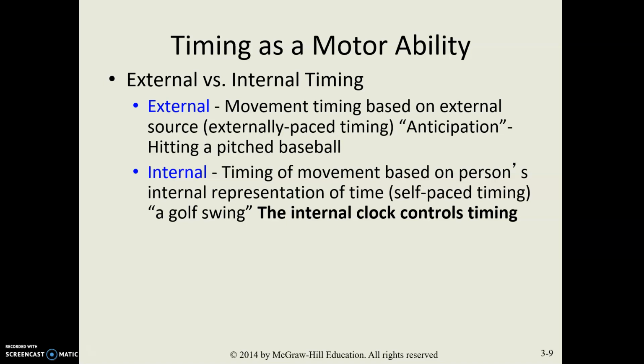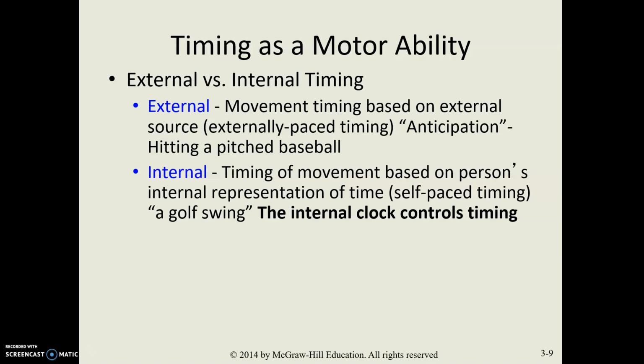When we talk about timing, we talk about external or internal. An example of external timing might be waiting to hit a baseball that's pitched at you. You're anticipating it, you're waiting, and then you have really good timing and you make good contact. That would be considered external timing. Internal timing is within yourself. It's like self-pacing. A golf swing would be an example of internal timing. Think of yourself controlling your own timing from within.